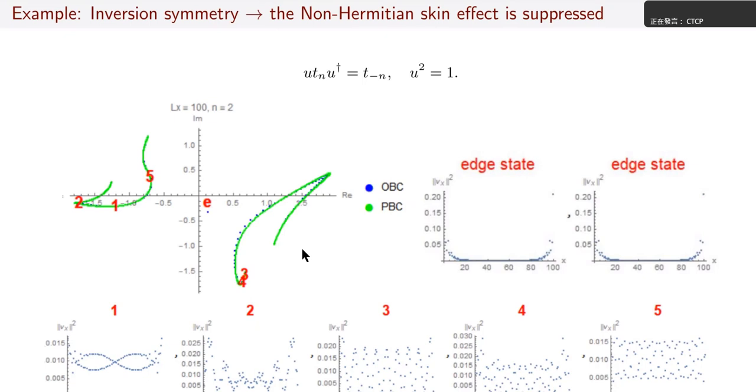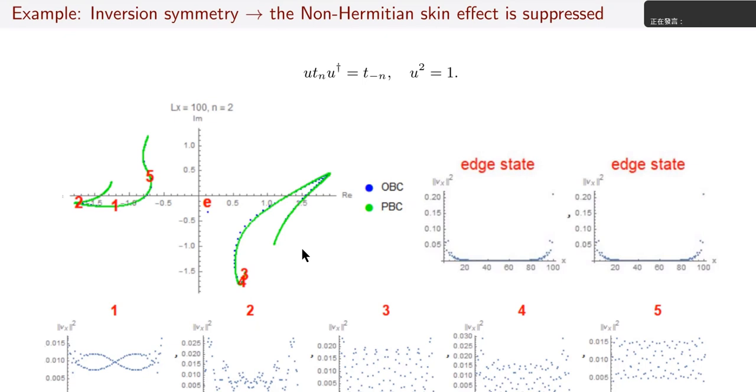What is the point? The point gap or line gap. It's like an edge state in a Hermitian system.